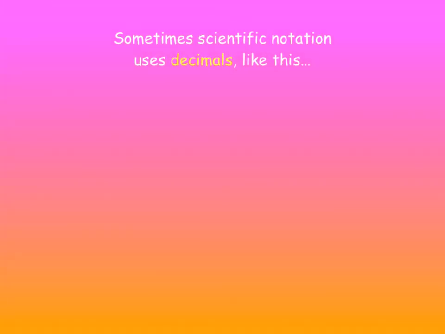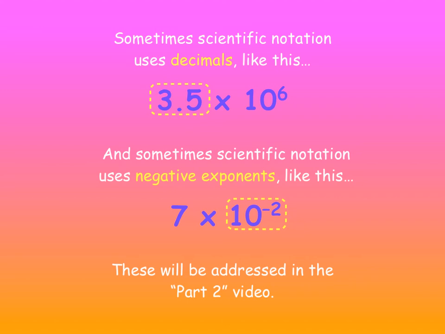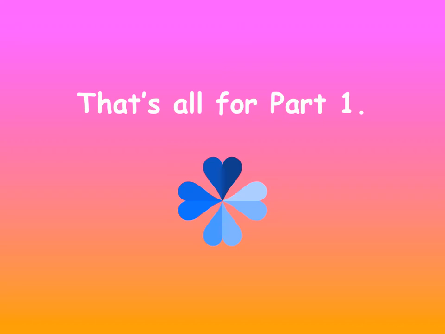Sometimes scientific notation uses decimals like this, 3 5/10 times 10 to the 6th power. And sometimes scientific notation uses negative exponents like this, 7 times 10 to the negative 2nd power. These will be addressed in the Part 2 video. Well, that's all for Part 1.